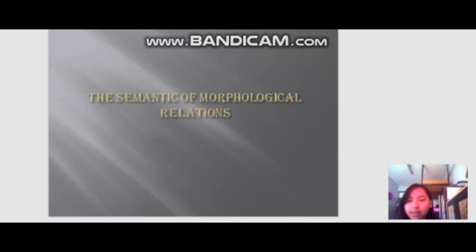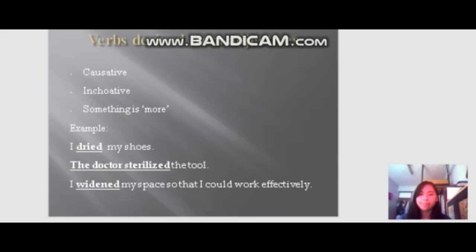Next is the semantics of morphological relations. Human language is alive. Every day people add or change words to express feelings, share jokes, encourage people, and so forth. We have to be knowledgeable about the semantic relations that exist when a word is derived from another word. First is verbs derived from adjectives.